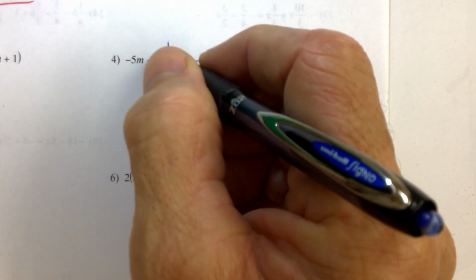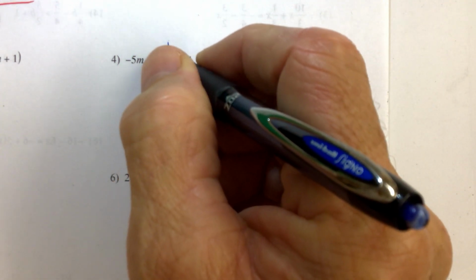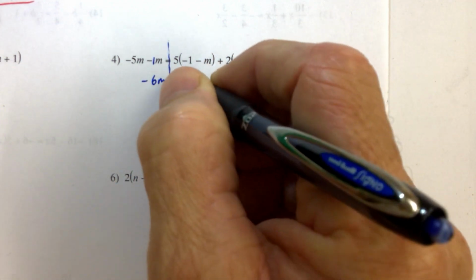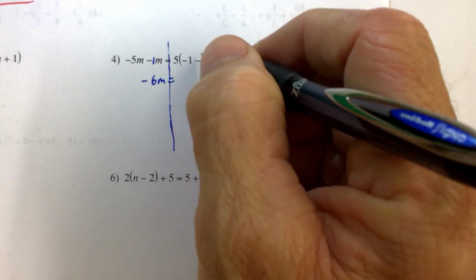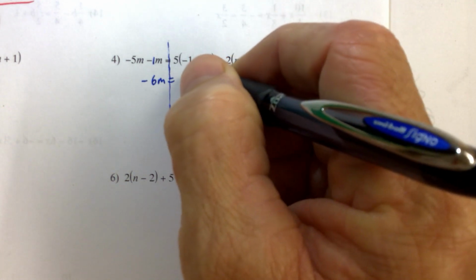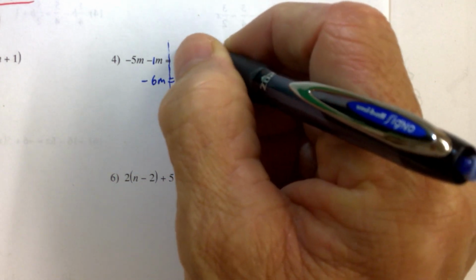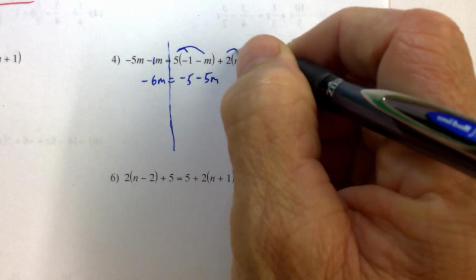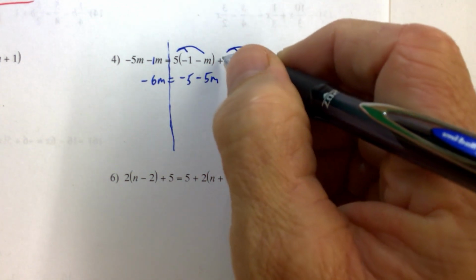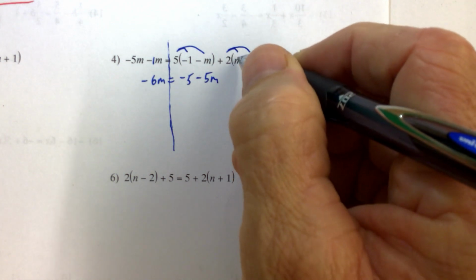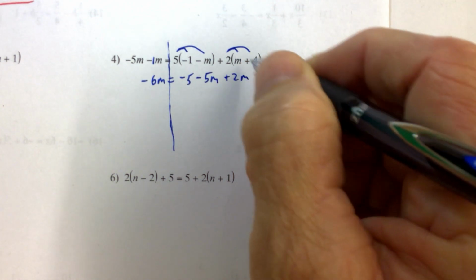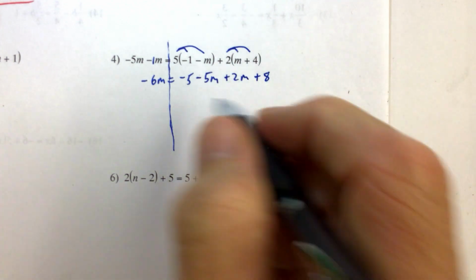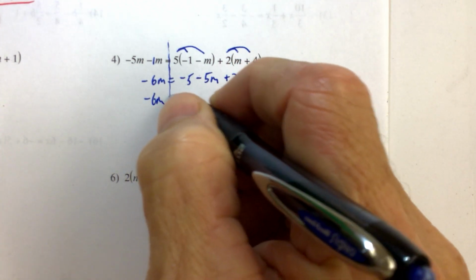On the left-hand side, we can see negative 5m minus 1m. That gives us a negative 6m. And then equals. On the right side, we're going to have to distribute again. So 5 times negative 1 is negative 5. 5 times negative m is negative 5m. Just keep your signs organized. Plus 2 times m is plus 2m. And 2 times 4 gives us 8. Positive times a positive. So then on the left-hand side, that's already simplified.